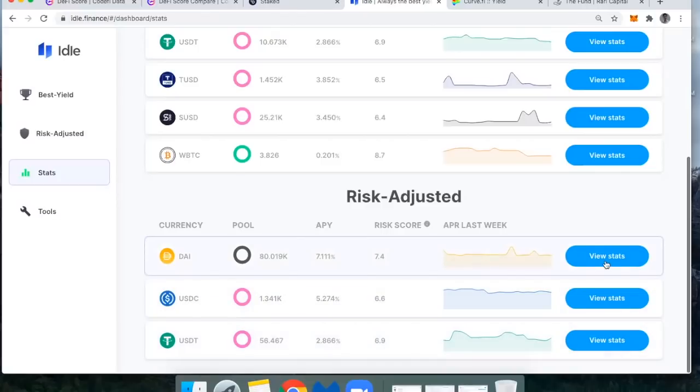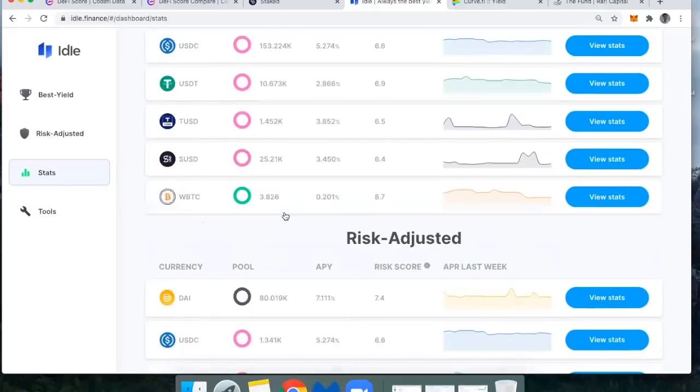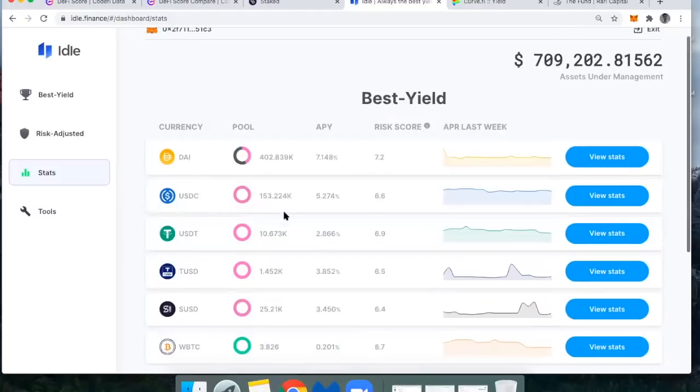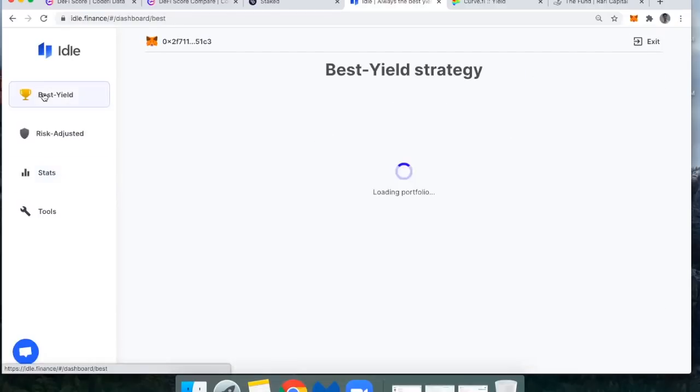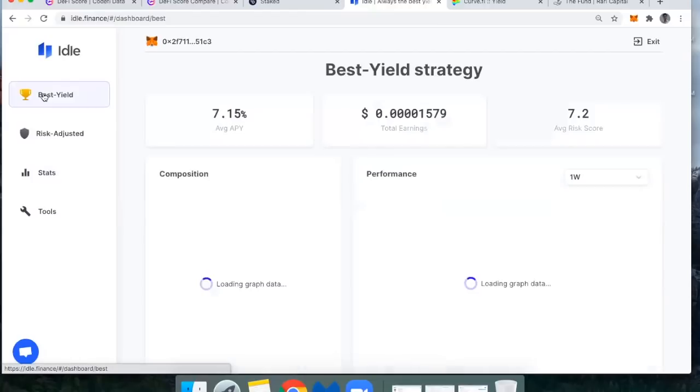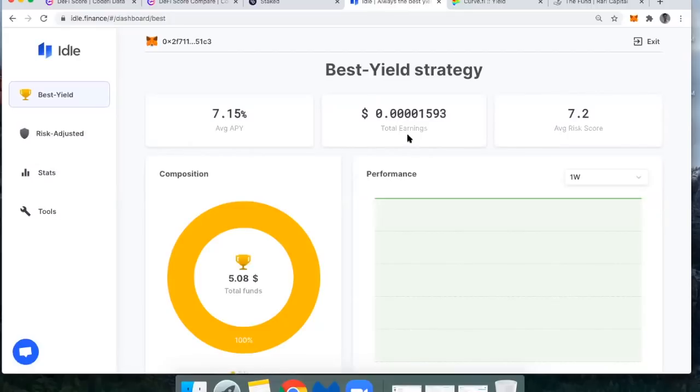And I can click on this view stats if you want to dig deeper into the historical performance of some of these different assets. For me, I've got DAI, so I just know that I'm going to lend DAI, and I want to maximize that yield with it. So I've got the 2 options up above here. If I click on best yield, this shows me that the average APY is 7.15%. I actually just migrated what DAI I had in here into the new version of IDLE.